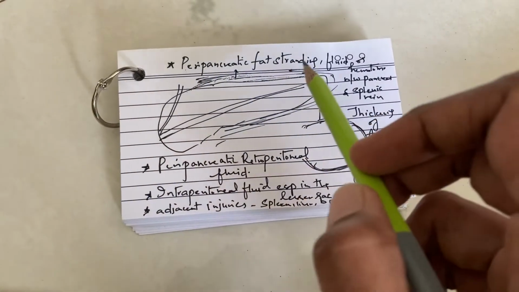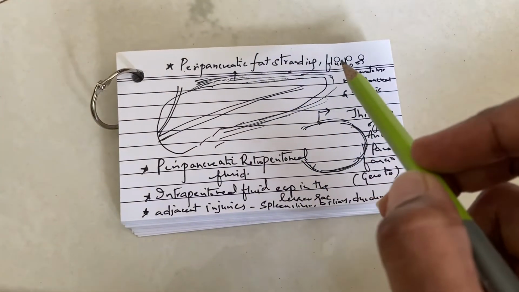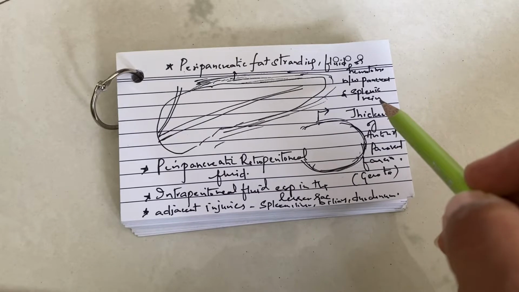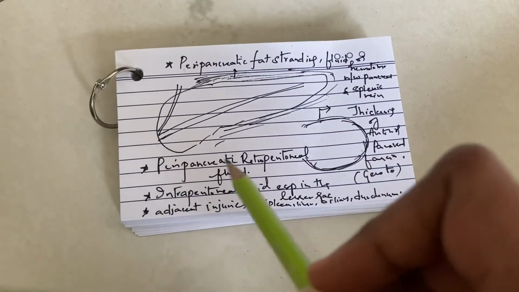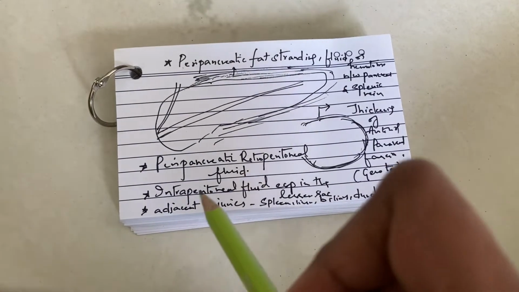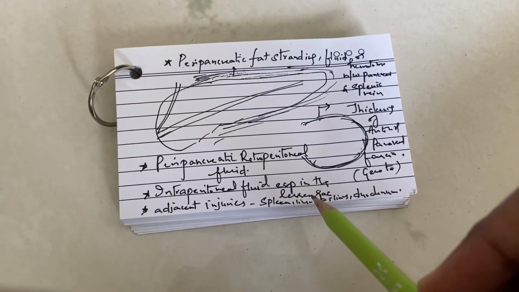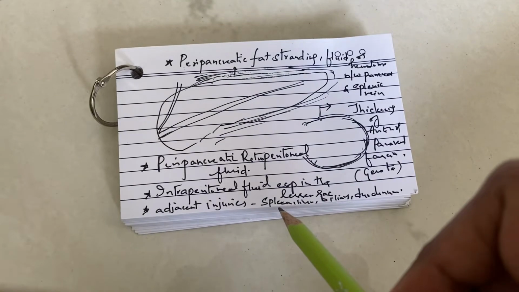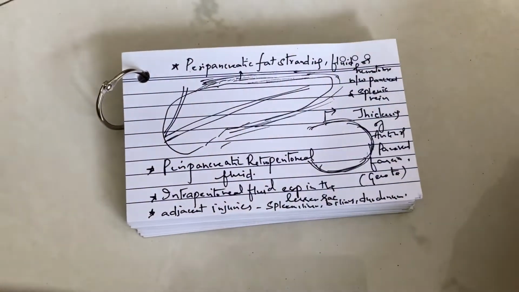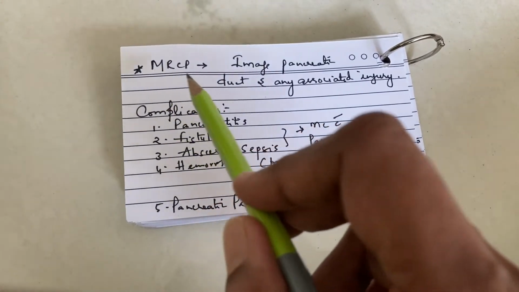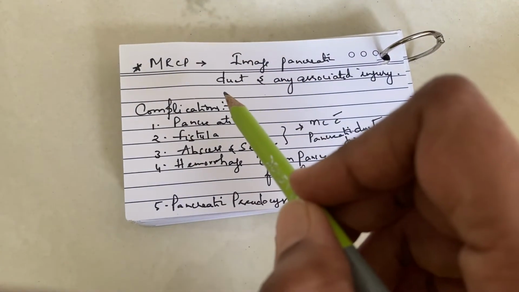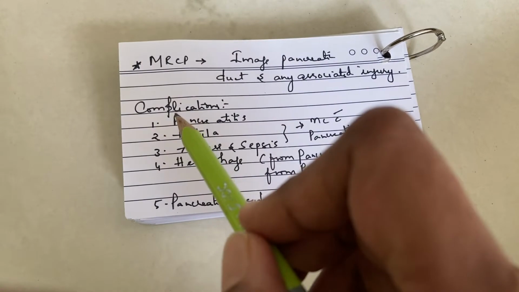We have peripancreatic fat stranding, fluid or hematoma between the pancreas and the splenic vein. We have thickening of the anterior pararenal fascia, that is Gerota's fascia, peripancreatic retroperitoneal fluid, and intraperitoneal fluid, especially in the lesser sac, with adjacent injuries involving the spleen, liver, biliary tree and duodenum. MRCP is the imaging modality of choice for the pancreatic duct, for any injury or associated injury.